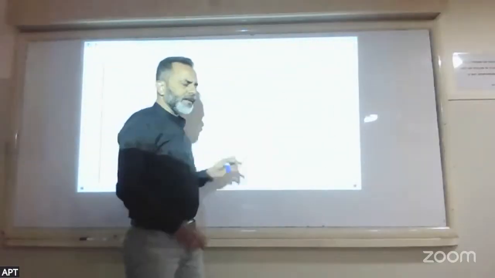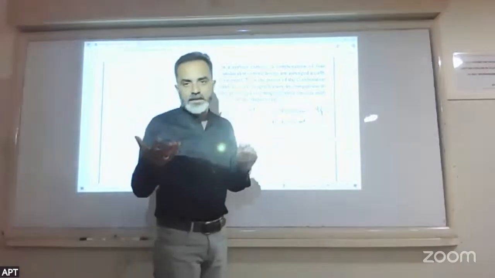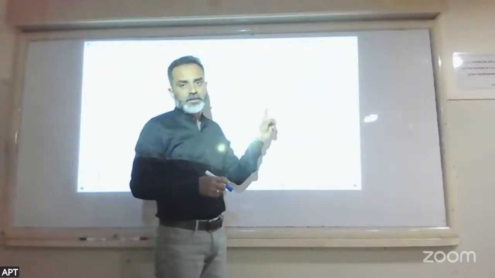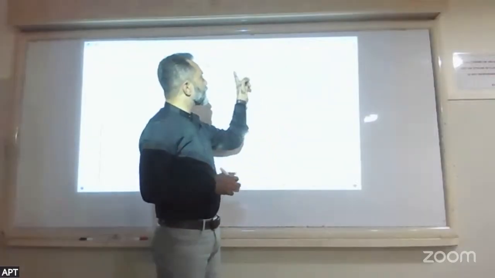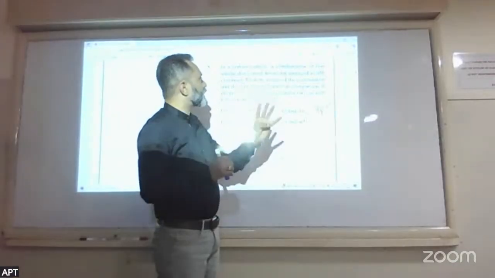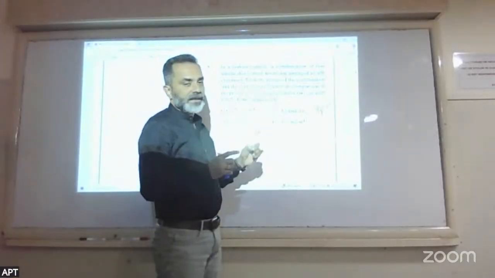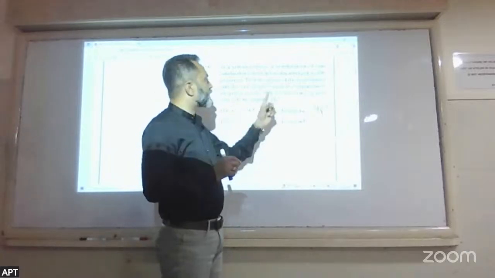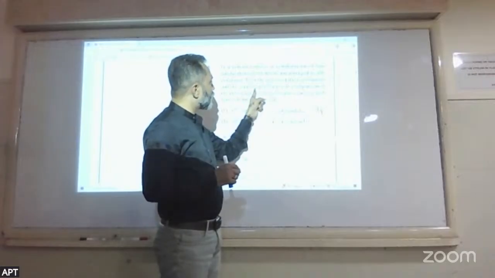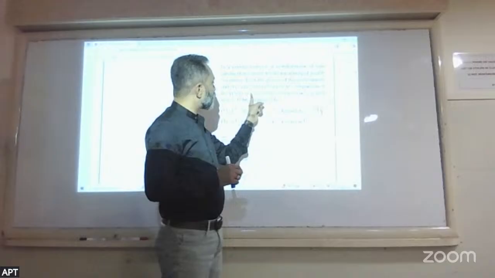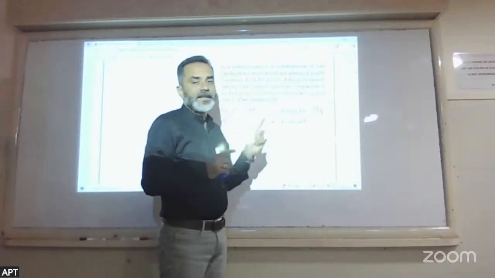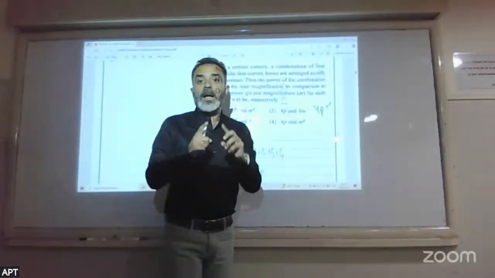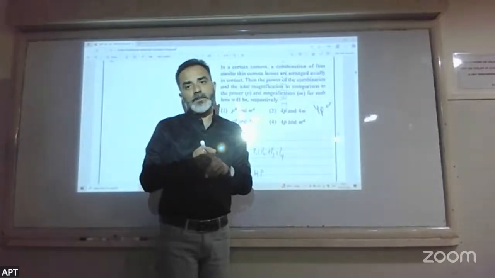Question number 5. Pretty simple question. Optics always gives you the scary image. Optics is very difficult, but this was the simplest question from optics which was asked. The question says, in a certain camera, a combination of 4 similar thin convex lenses are arranged coaxially in contact. They are equal, their focal lengths are the same. Then the power of combination and the total magnification in comparison to the power P and magnification M for each lens will be. You are given the power P and magnification M for each lens, and I'm supposed to find the system's power and magnification.